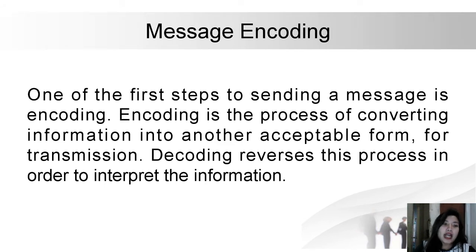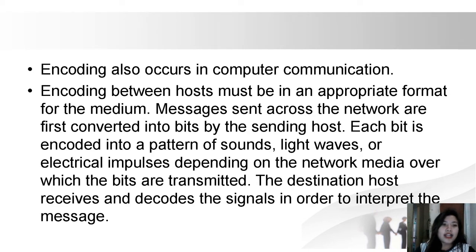Message encoding. One of the first steps to sending a message is encoding. Encoding is the process of converting information into another acceptable form for transmission. Decoding reverses this process in order to interpret the information. Encoding also occurs in computer communication. Encoding between hosts must be in an appropriate format for the medium.